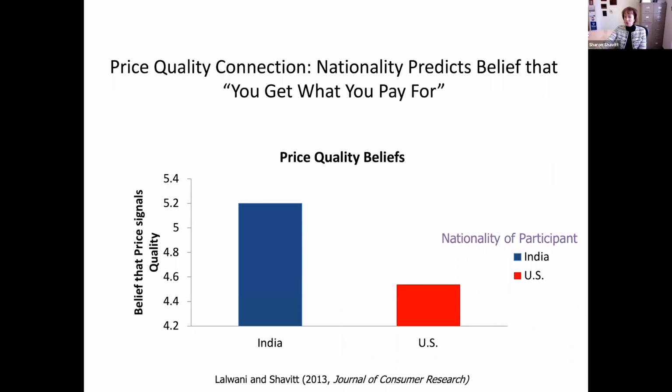In our own research, we also found that people who think holistically tend to connect price and quality more strongly. So we did a survey among consumers in India and the US, and we found that Indians are more likely to believe that you get what you pay for. That is, they're more likely to believe that a higher priced brand is also higher quality or more desirable.